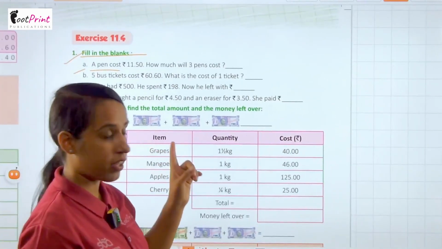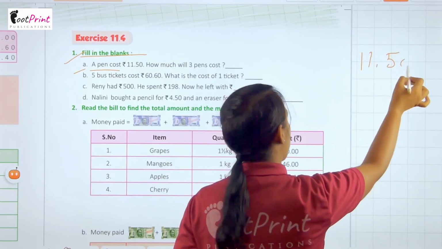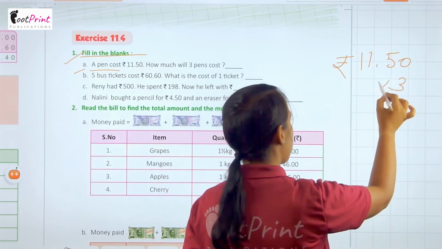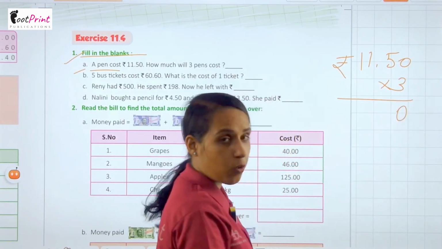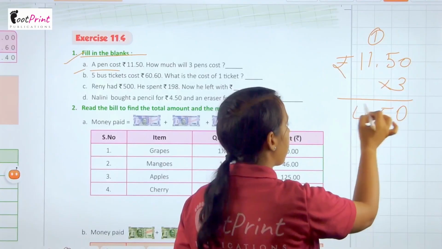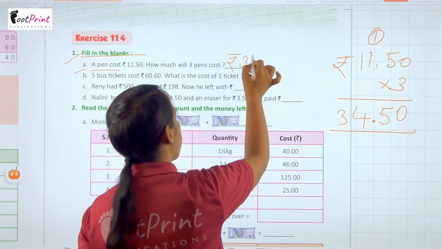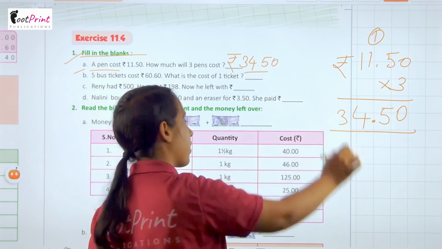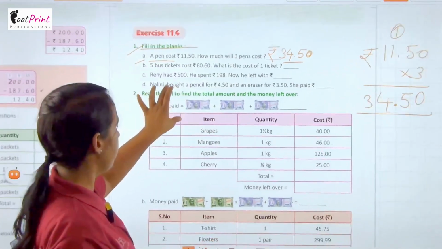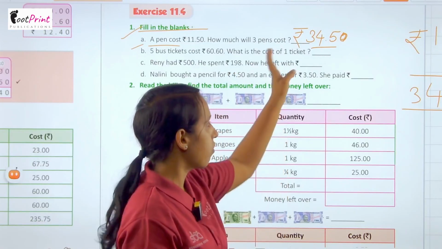We know the cost of 1 pen, so we will write here 11.50 rupees, and we have to find out the cost of 3 pens. So we will multiply it by 3. 3 into 0 is 0, 3 into 5 is 15, 1 carry over here, 3 ones are 3 and 4, and 3 ones are 3, and here we put 2 decimal places. So we get the answer 34.50 rupees. So this is our answer. In this manner you have to read these statements and try to give the answers to these questions.